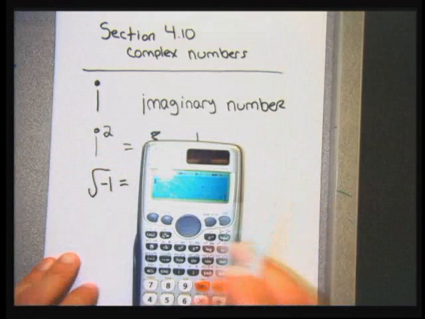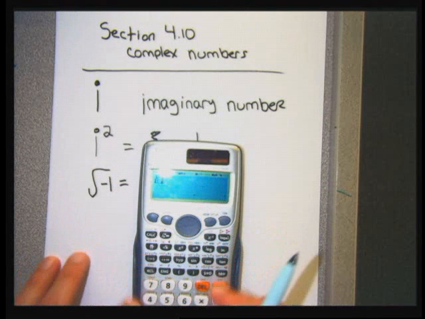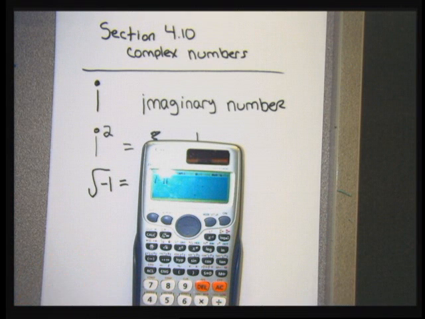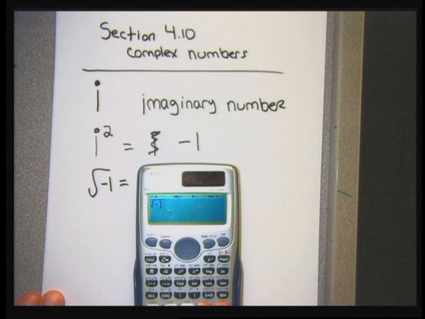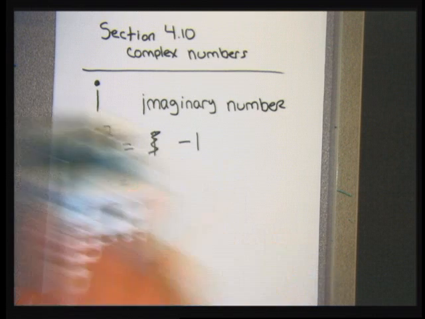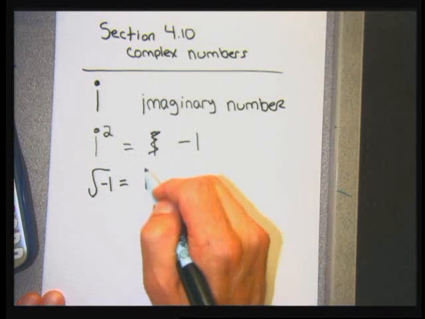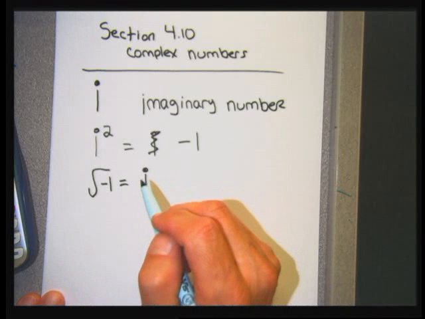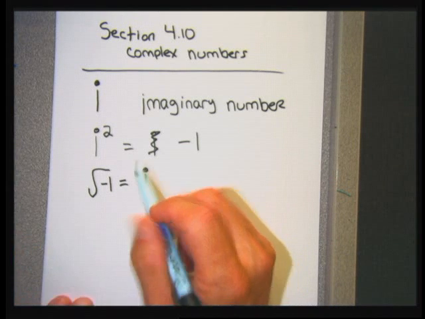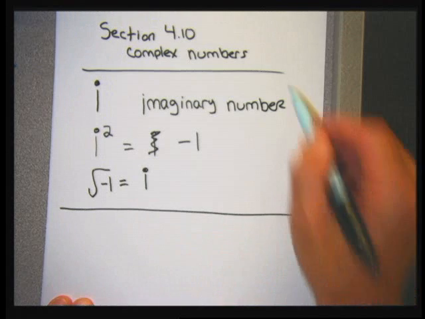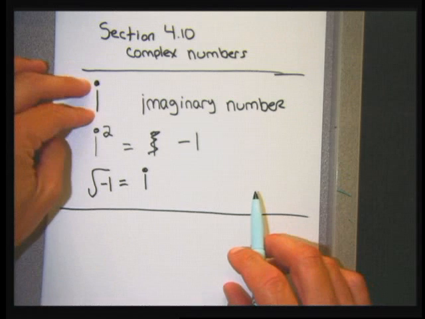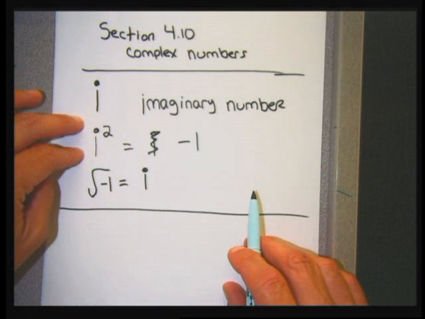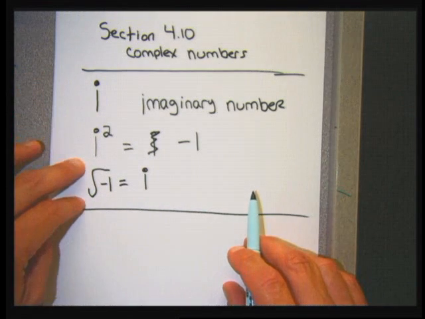I can do that on my calculator. When we were doing section 4.3, we were square rooting negatives and getting errors. If I had put it in complex mode, my calculator would have told me the square root of every negative number has an i in it. So this is, in some sense, everything that makes up section 4.10. Everything else is just doing basic algebra with these facts. i stands for an imaginary number. i squared is -1. Square root of -1 is i.